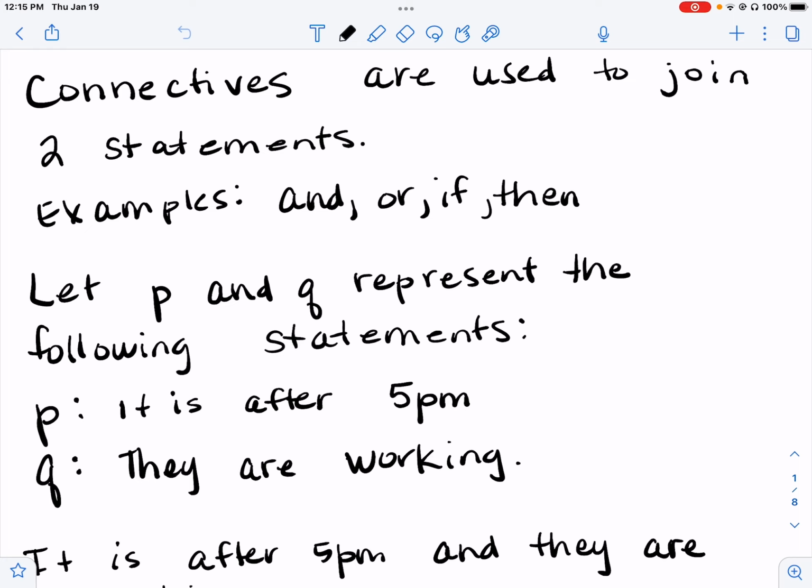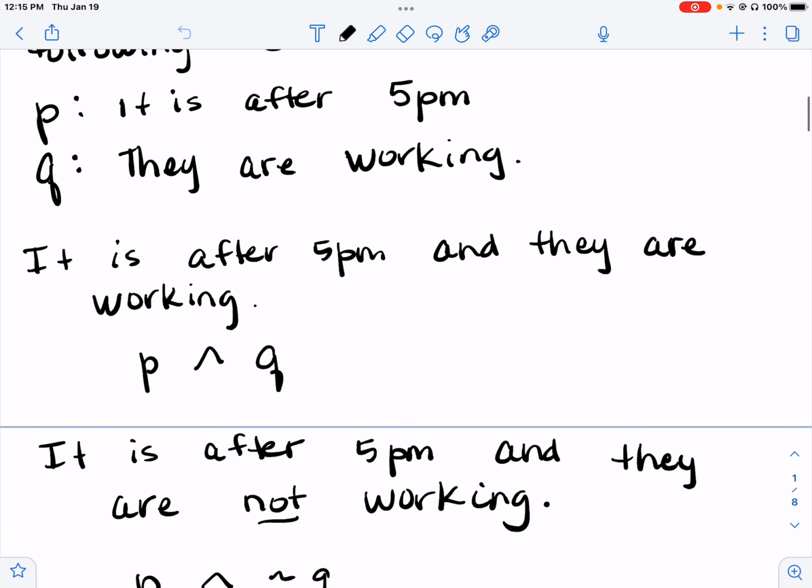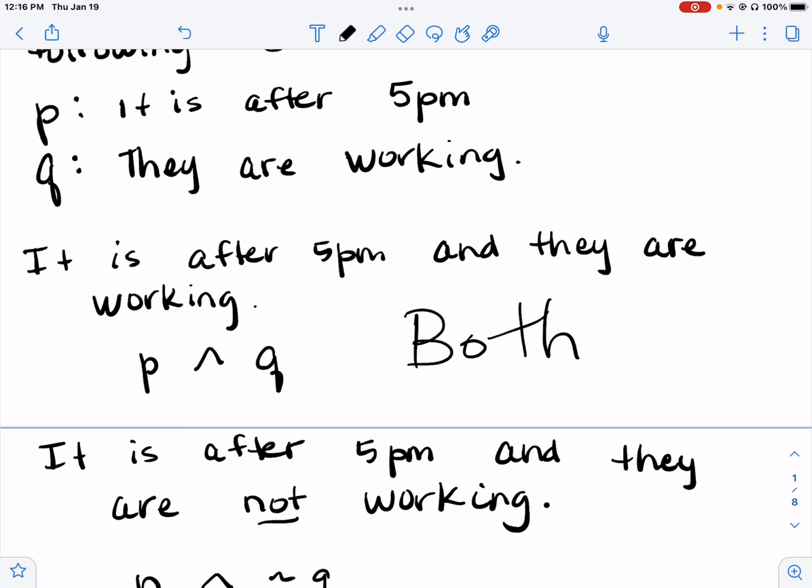Let P and Q represent the following statements. P: it is after 5 p.m. Q: they are working. "It is after 5 p.m. and they are working" is represented by P and Q. I like to call that symbol the rooftop. It kind of looks like the exponent button on a calculator. That just means both. That symbol means they're doing both.